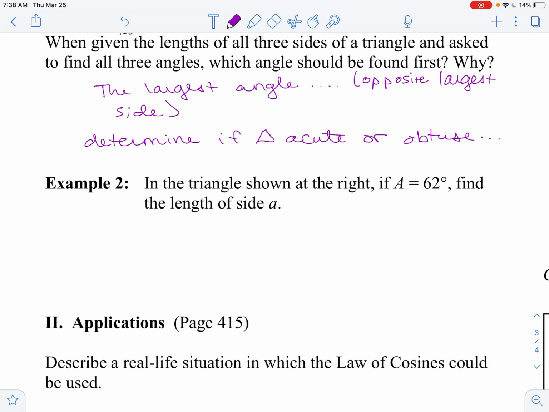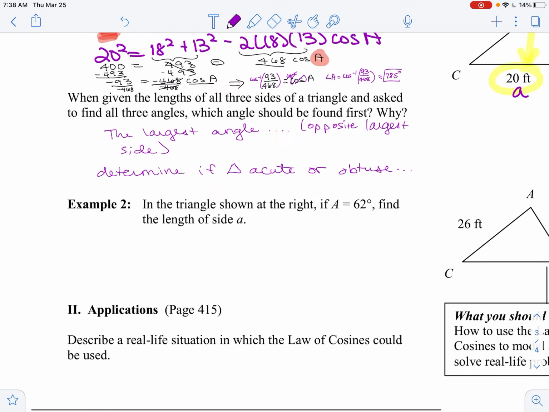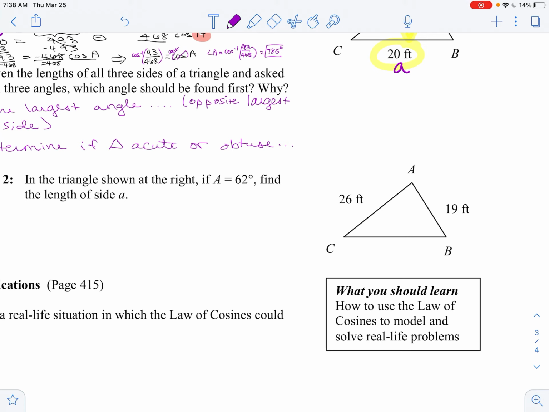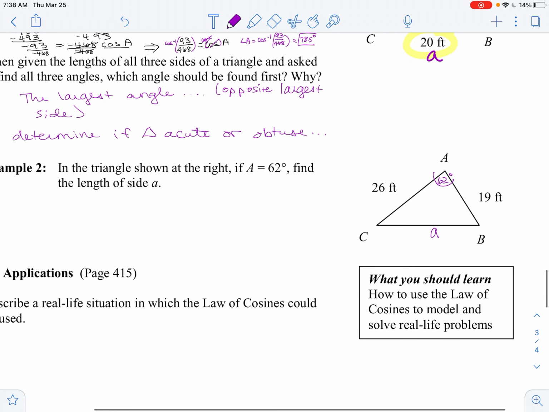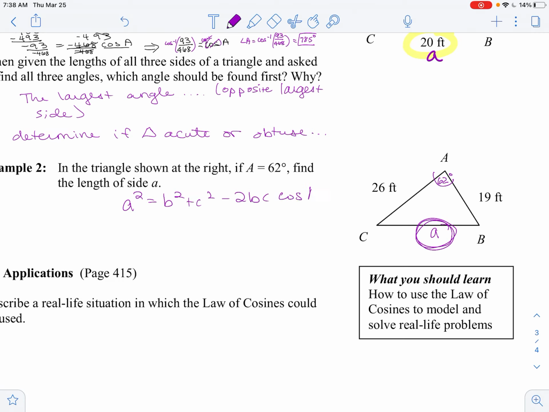All right, so number 2, in the triangle at the right, if angle A is 62 degrees, find the length of side A. So we're given an angle this time, but we're not given its opposite side. So again, we're looking for side A. Remember how I said whatever thing you're looking for has to be on one of the outsides of the law of sines. So if I'm looking for side A, we're going to list it first. And then we're going to say A squared equals B squared plus C squared minus 2BC times the cosine of A. Now remember, these have to match, and they do.